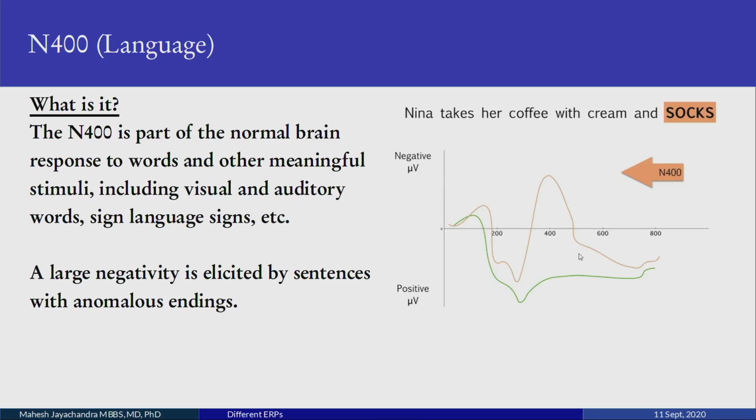Okay. So coming to N400. So this is a negative potential at 400 milliseconds, and it relates to language. So the N400 is part of the normal brain response to words and other meaningful stimuli, including visual and auditory words, sign language signs, etc. So a large negativity is elicited by sentences which have an anomalous, unexpected, or incongruous ending. For example, Nina takes her coffee with cream, and you expect milk or sugar, but you get socks, so you have a N400 potential over here. So it's negative up. Okay, this one.